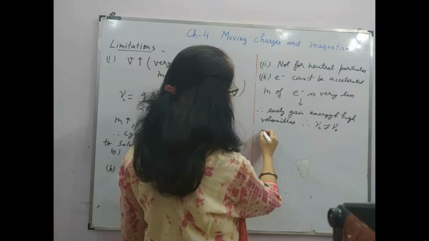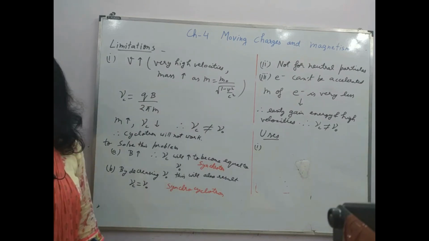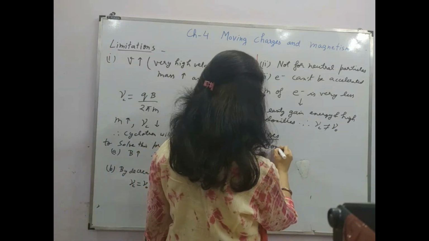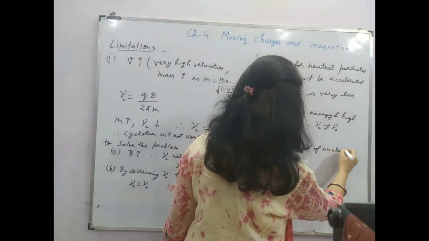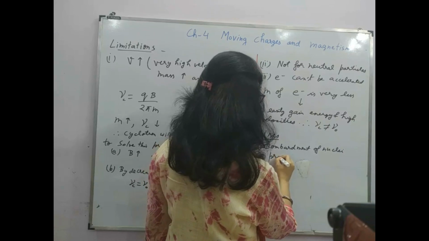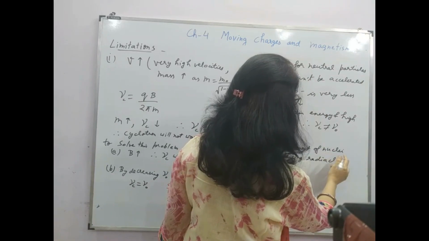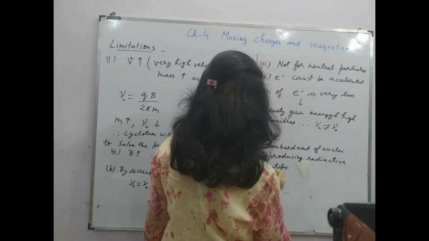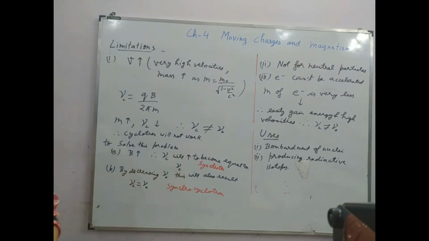Then we have uses of cyclotron. So wherever we need high energy particles, like bombardment of nuclei, for producing radioactive isotopes, or for nuclear disintegration only, so no need to write more. We can search for more uses for the cyclotron.